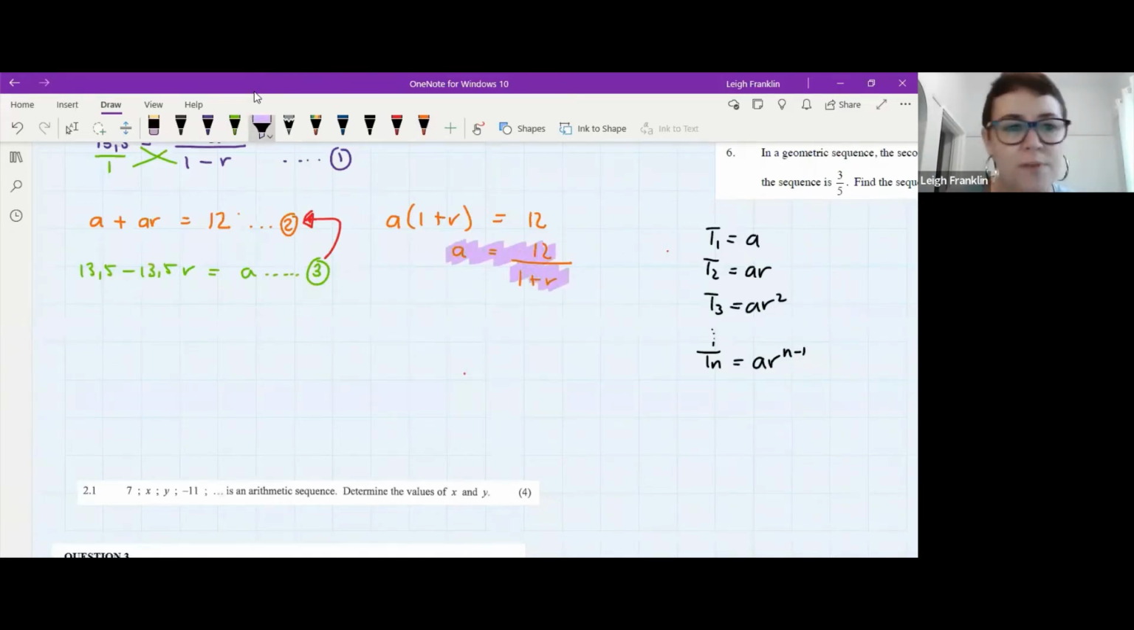Okay, and now, that's why I love this so much, because here we've got A in terms of R, and here's our A over there. So now we can take our 12 over 1 plus R and we can go and sub it in over here. Okay, so well done to you, Nandi. That was a very, very nice suggestion. Okay, minus 13.5R, and then that's going to be equal to what A is equal to in terms of R, which is 12 over 1 plus R. Okay, lovely. So now we're doing what?